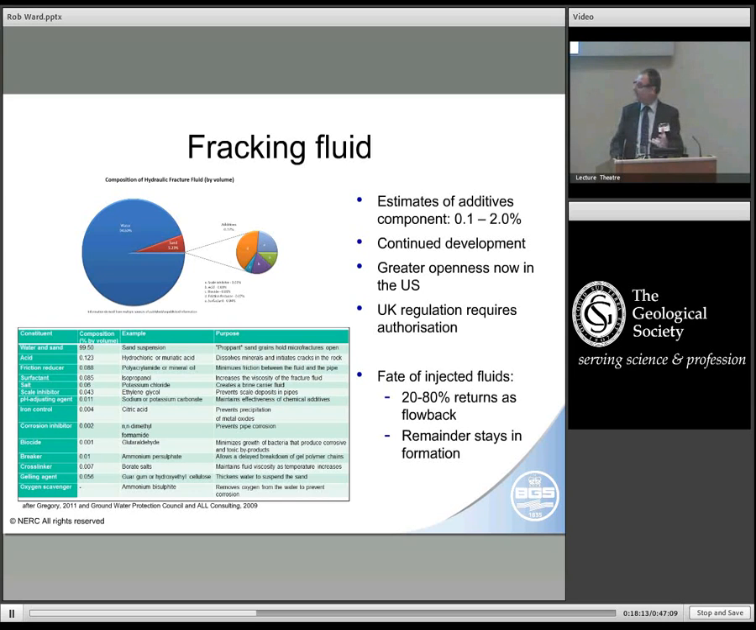But if we look, as we have at BGS, at the range of chemicals reported in the literature, some of the chemicals would not be allowed to be used in Europe because they are considered to be hazardous substances. But as I say, this really is reflecting what's happening in the States, where there are fewer regulations.